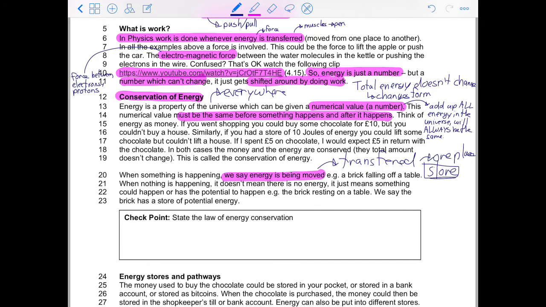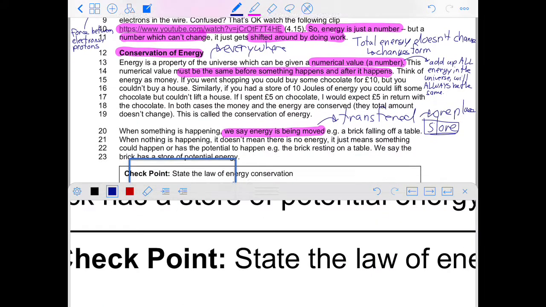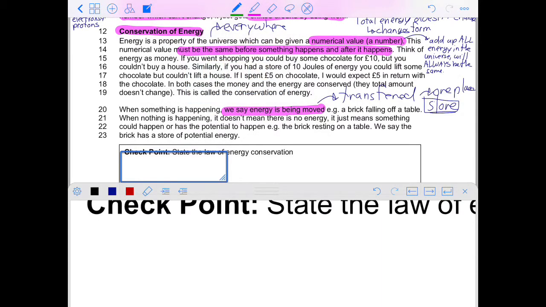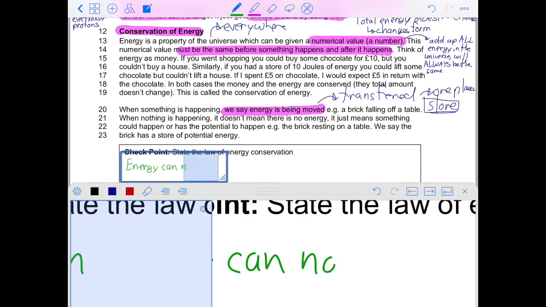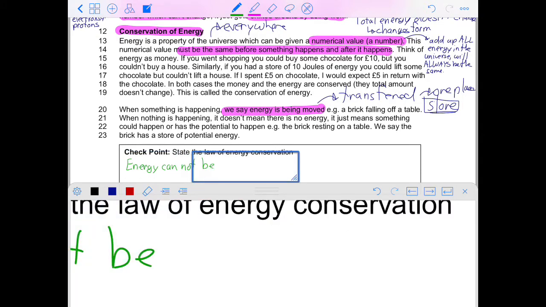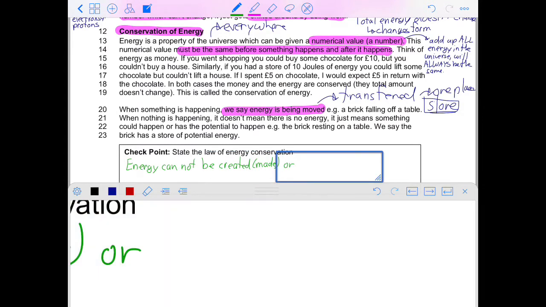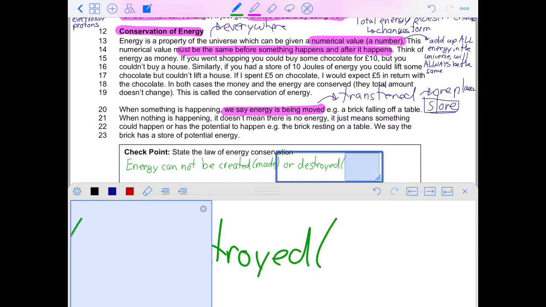So now that you have it written down in your own words, I'd like you to add to it, and we'll write it down in the official language that it needs to be. So the law of conservation of energy is: energy cannot be created or made, or destroyed, used up.